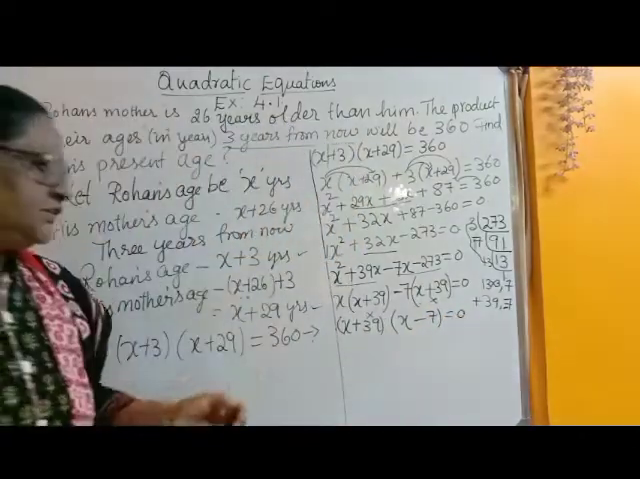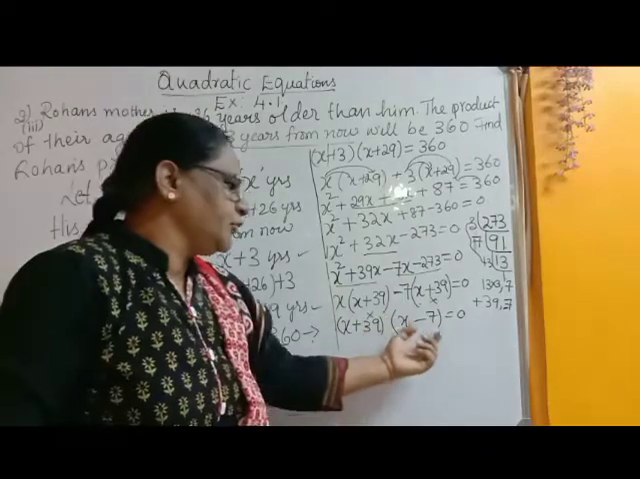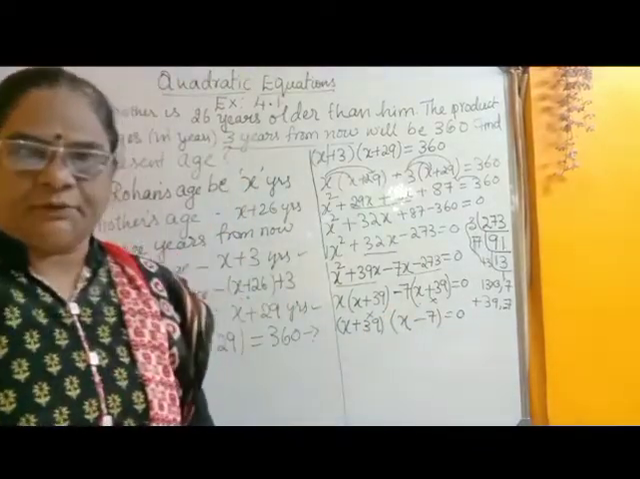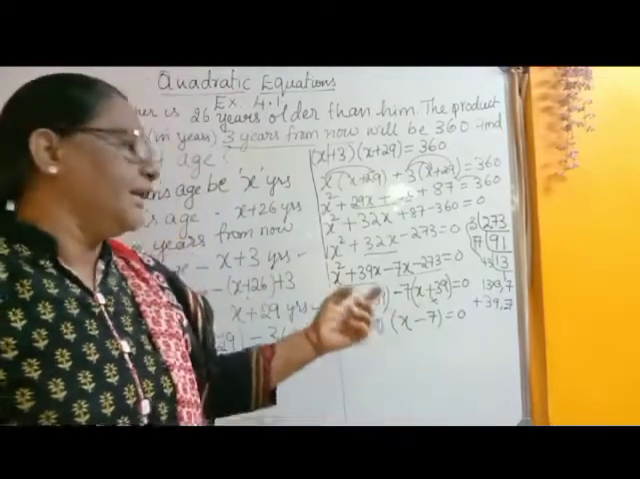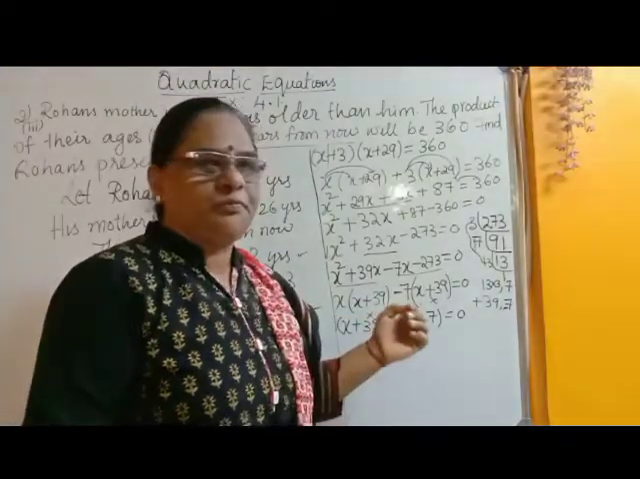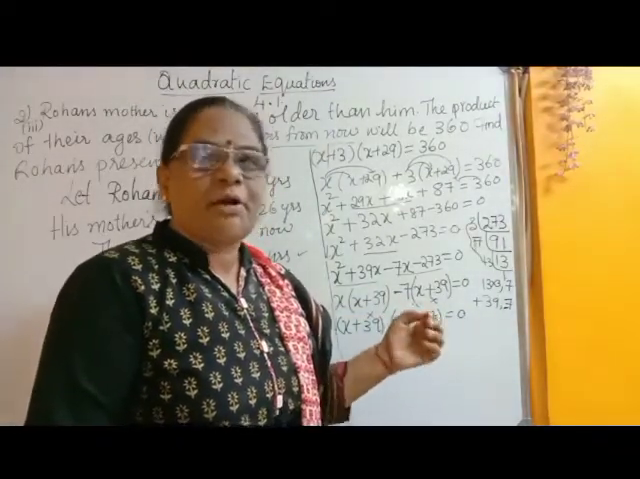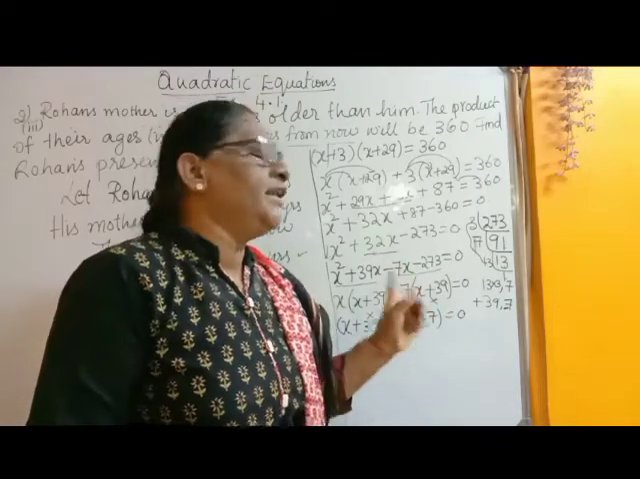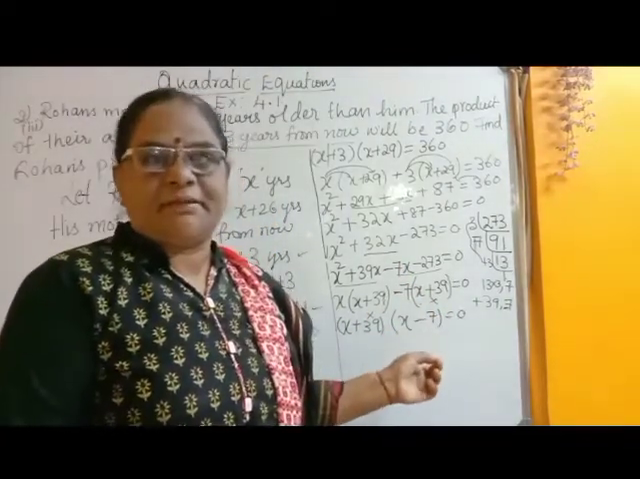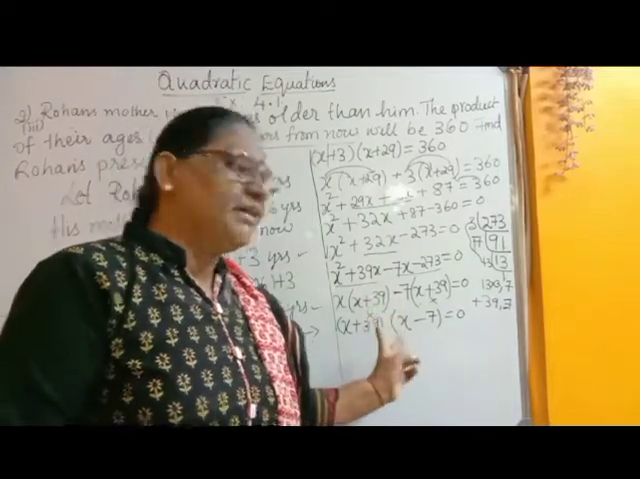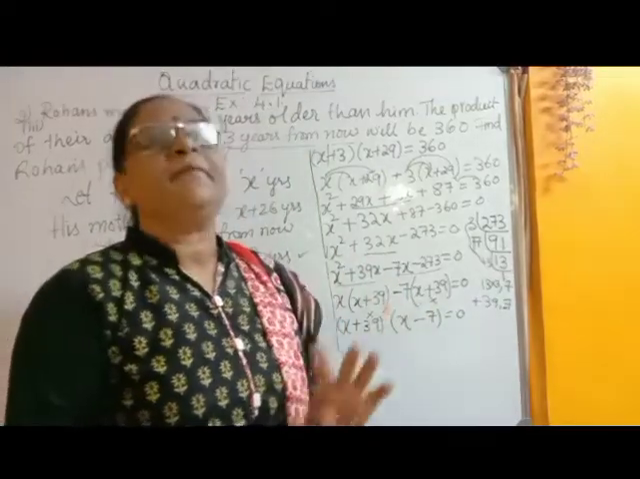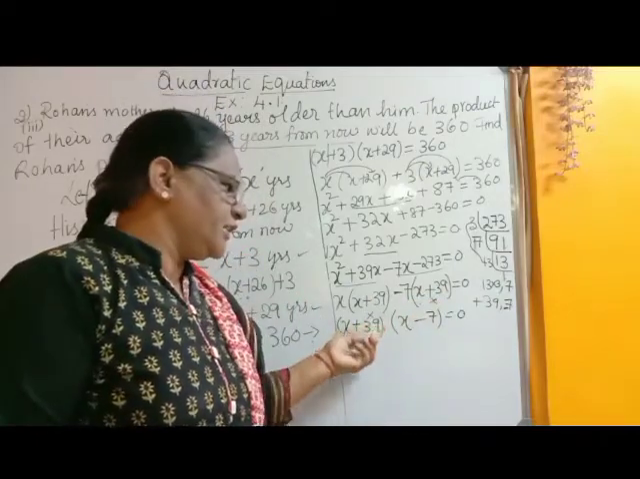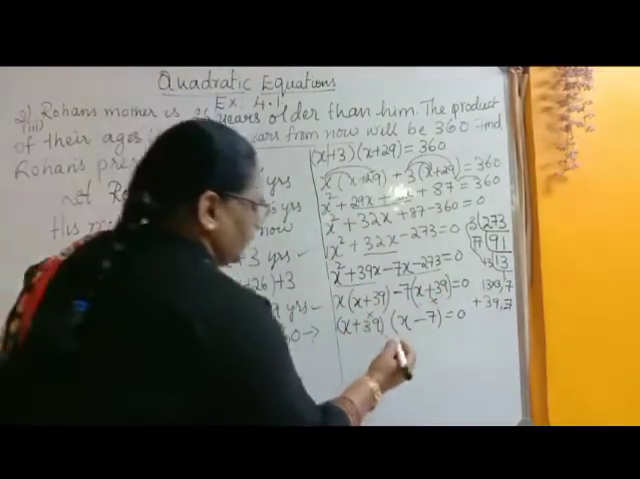So now this is in the form of some number into some number equal to 0. This into this is equal to 0, which means either this should be 0 or this should be 0, because you will get the product as 0 if any one of the two numbers which you are multiplying is 0, then definitely the product would be 0. We don't know which is 0, either this or this. Let me find out.